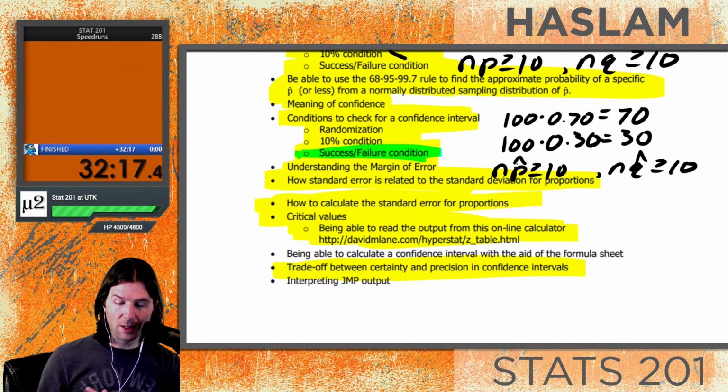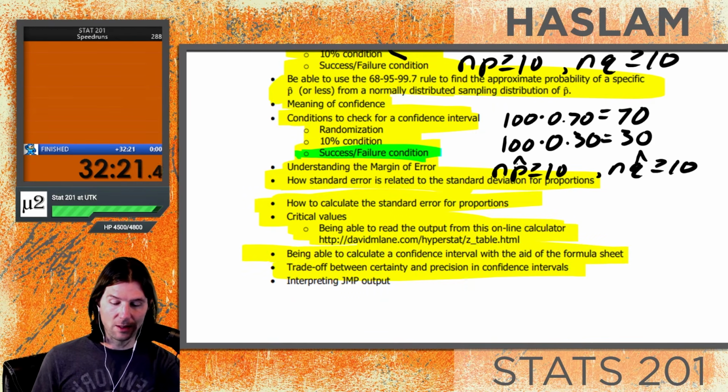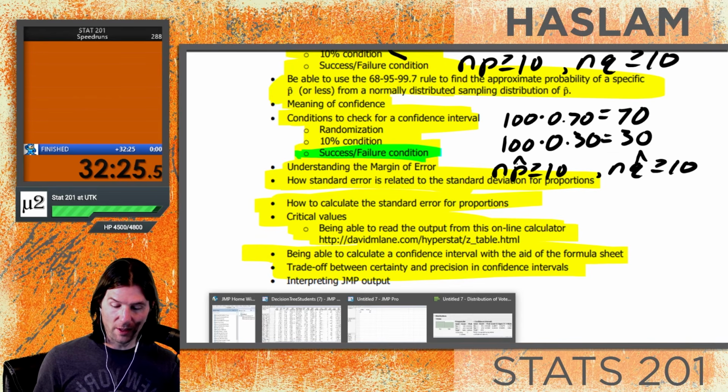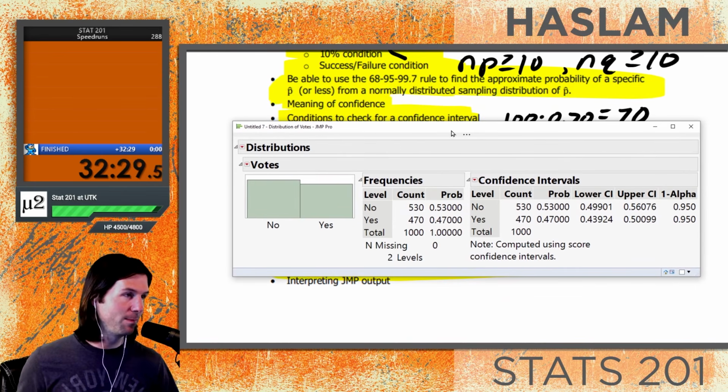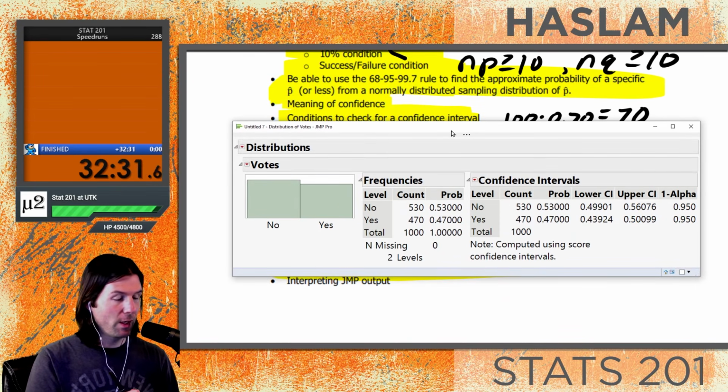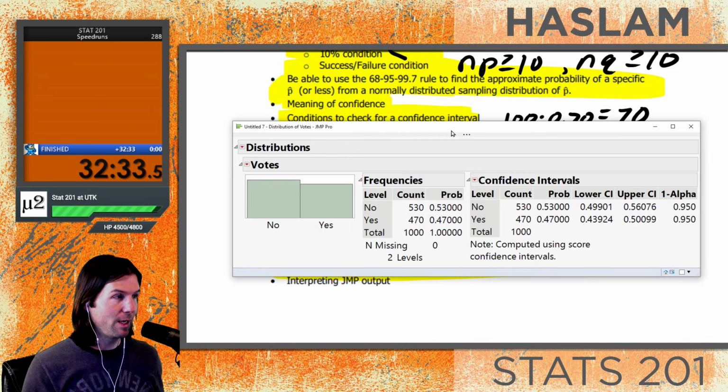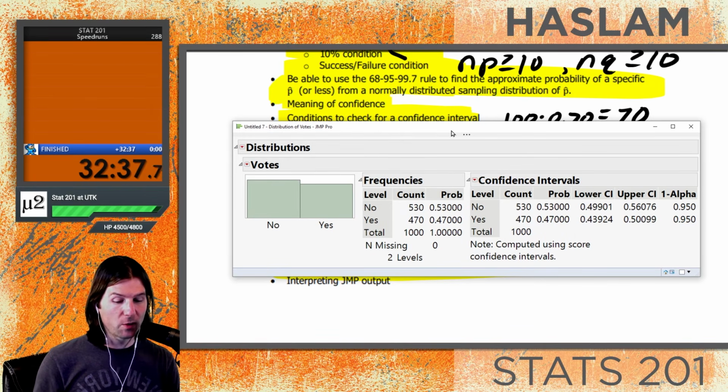Finally, be able to calculate a confidence interval with the aid of a formula sheet. We've been going over the formula sheet a lot in this video, so make sure to check that out. And now we will do one confidence interval right here. Let's take a look. Here's a confidence interval. With this, we have created some JMP output, and we are looking at a 95% confidence interval to estimate the true proportion of votes we will get.